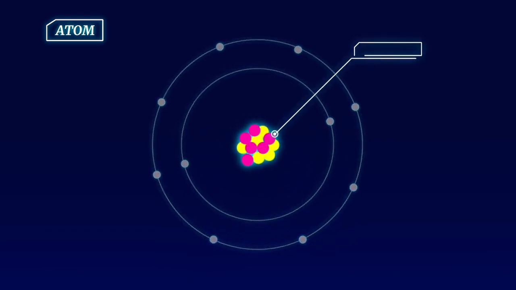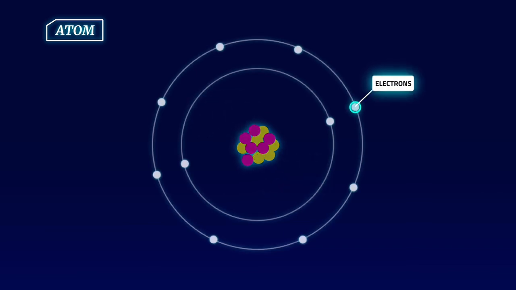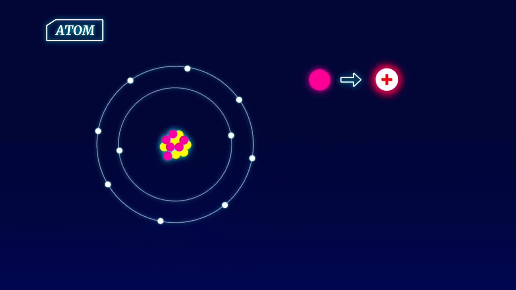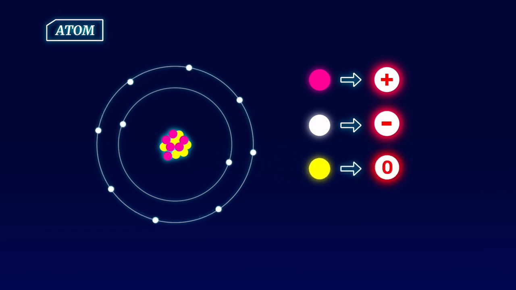Here, the center is called the nucleus. It is made up of particles called protons and neutrons. Nuclei contain one or more protons and usually an equal number of neutrons. There are also electrons in orbit around the nucleus. Protons have a positive charge, electrons have a negative charge, while neutrons have no charge.